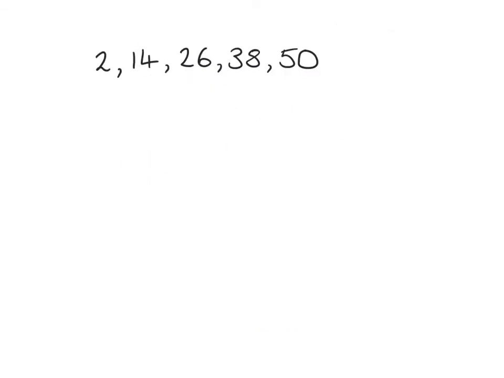Here's another example. So again, first thing we do is we look for the gap. So we go from 2 to 14, 14 to 26, 26 to 38, and 38 to 50. So the gap size is 12. So if we were doing a number machine, our number machine would look like this. Times by 12 would be our first box.